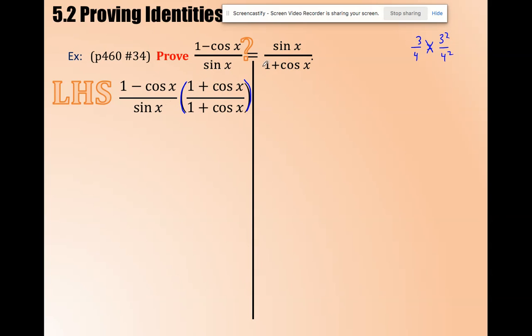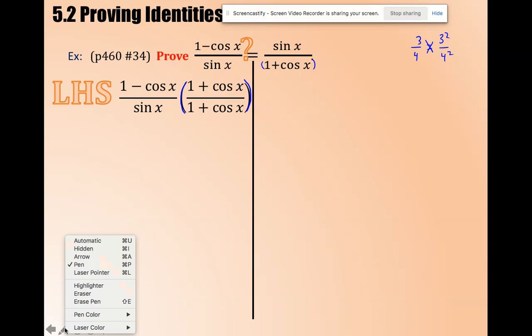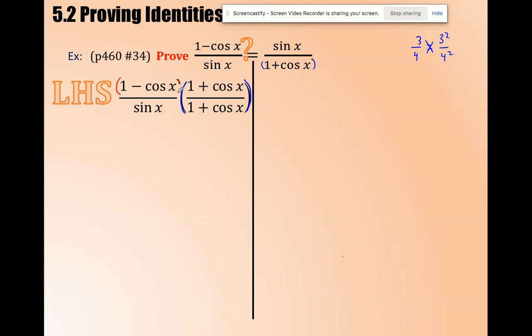So I multiplied by 1 because I know I need 1 plus cosine x in the denominator. So I put 1 plus cosine x in the denominator, but in the numerator as well. And then, hey, what is this? 1 minus cosine x times 1 plus cosine x. That's the difference of 2 perfect squares. Crazy, right? And now what do you have in your numerator?